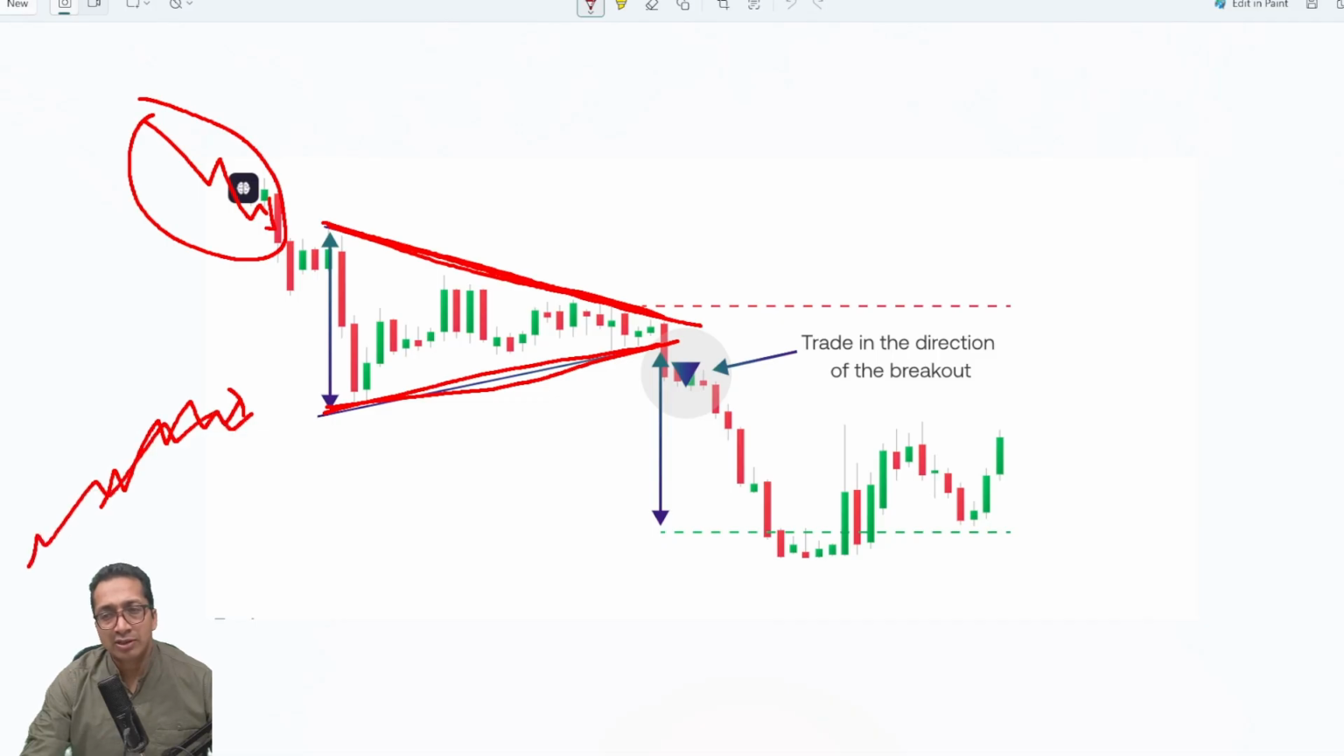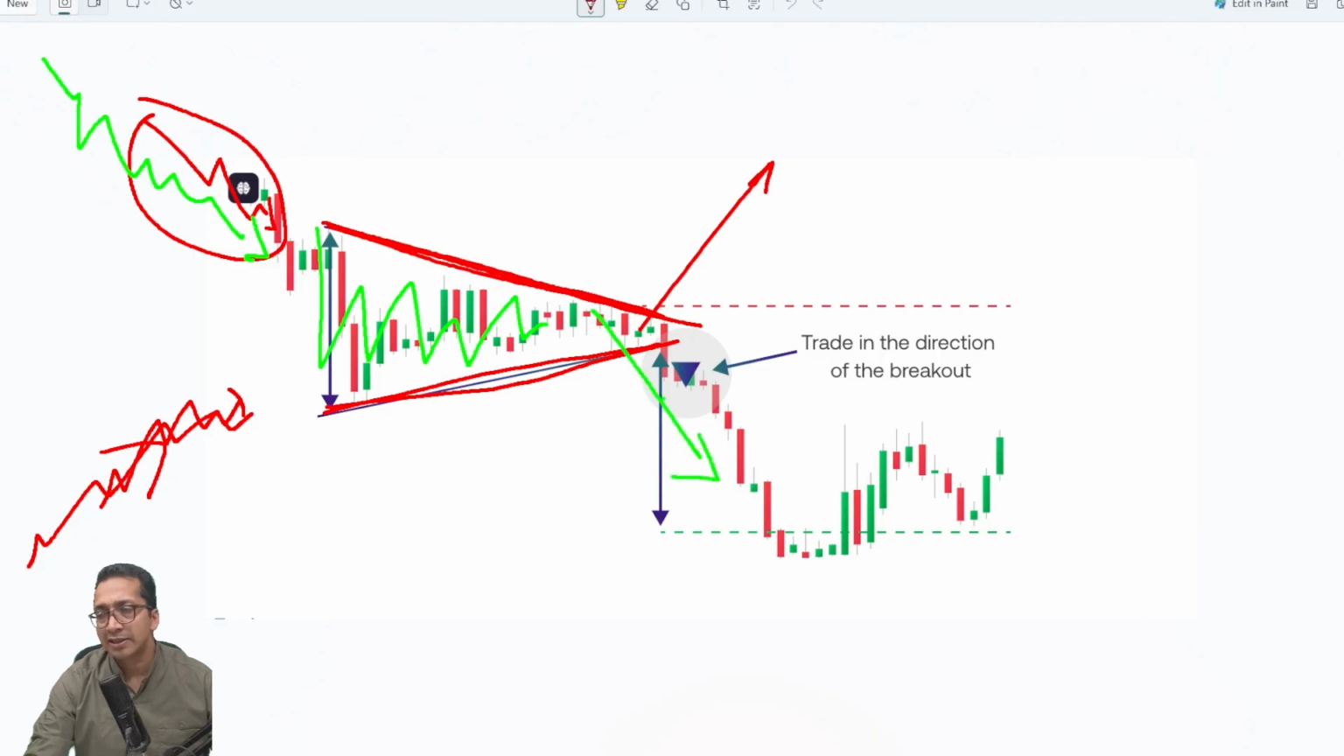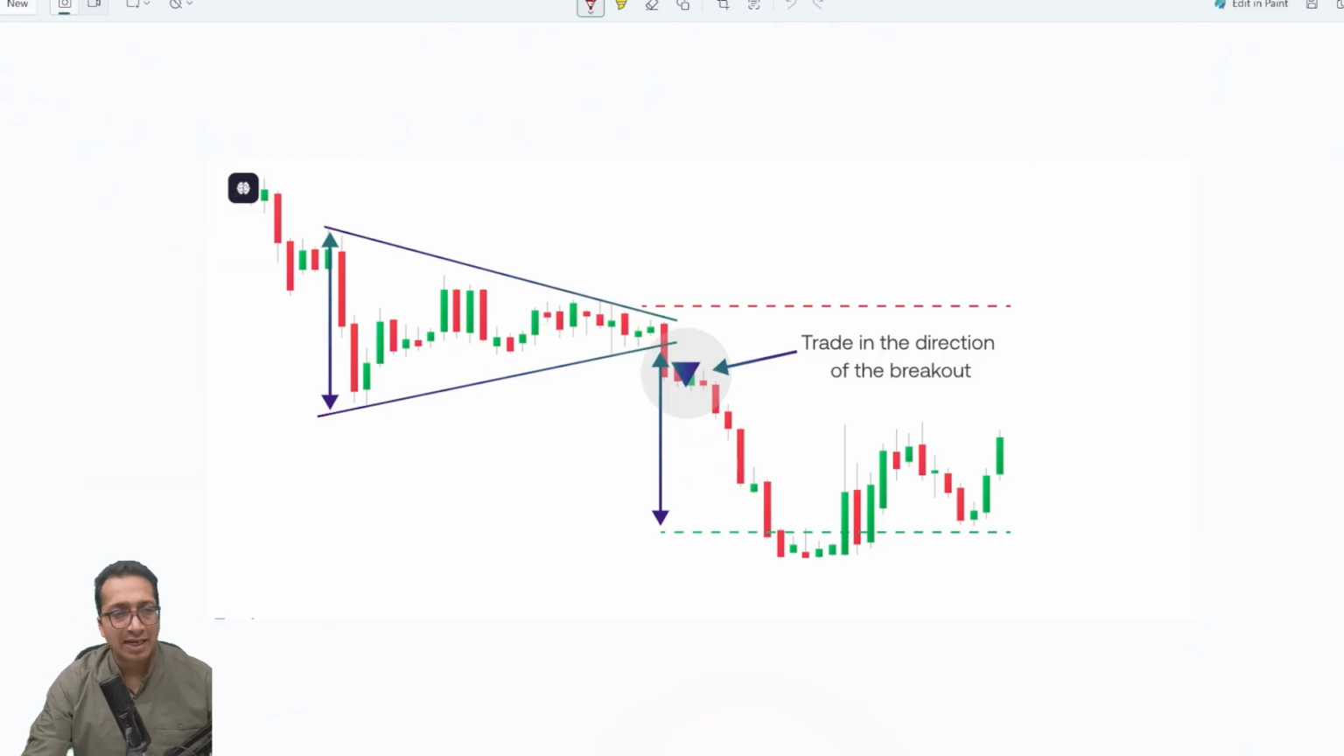If the previous trend was on the upside, and after that this triangle is being formed, then the market would most likely be going on the upside. But if the previous trend has been on the downside, and after that we get stuck in this symmetrical triangle, then most likely this trend is going to continue, and this is going to break on the downside. So that's how this symmetrical triangle is played.